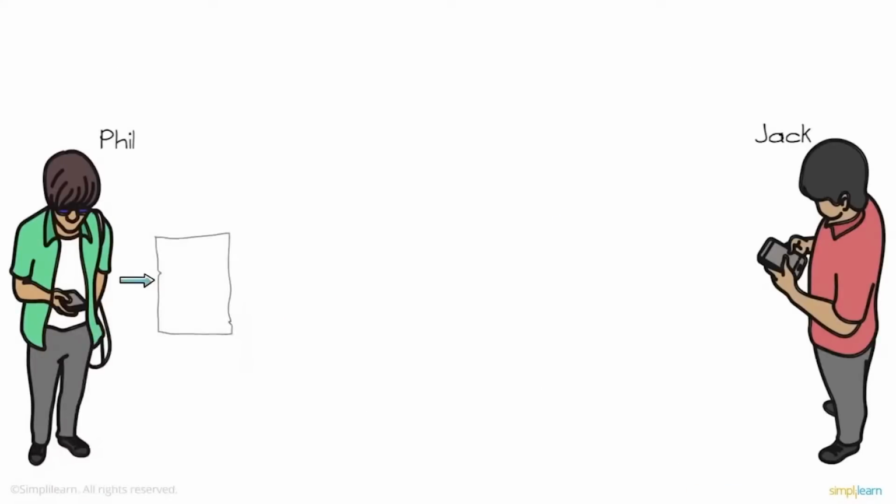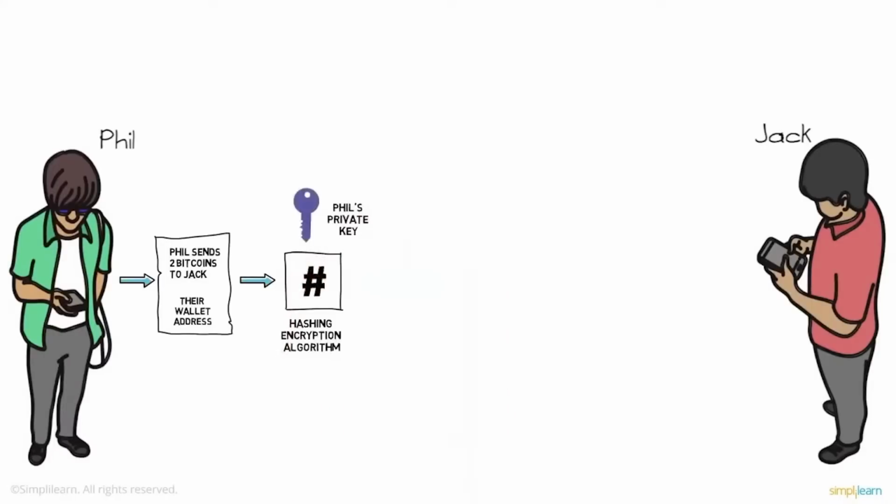First, Phil passes the number of bitcoins he wants to send to Jack, along with his and Jack's unique wallet address, through a hashing algorithm. All of this is part of the transaction details. These details are encrypted using encryption algorithms and using Phil's unique private key. This is done to digitally sign the transaction and to indicate that the transaction came from Phil.